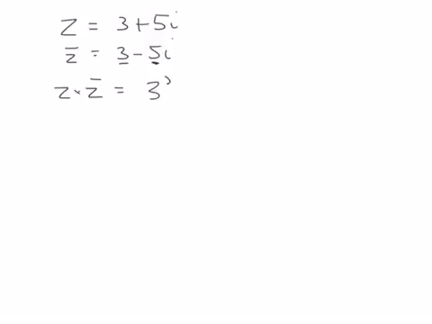So for example, if I let z equal 3 plus 5i, then z bar is going to be 3 minus 5i. If I multiply z by z bar, that's a, that's b, so a squared plus b squared, which equals 9 plus 25, which is 34, which is a real number.